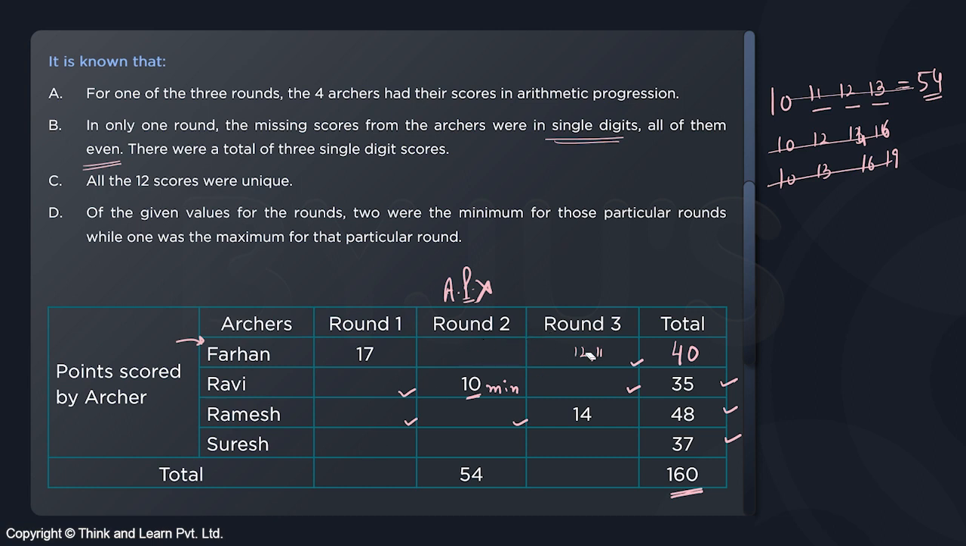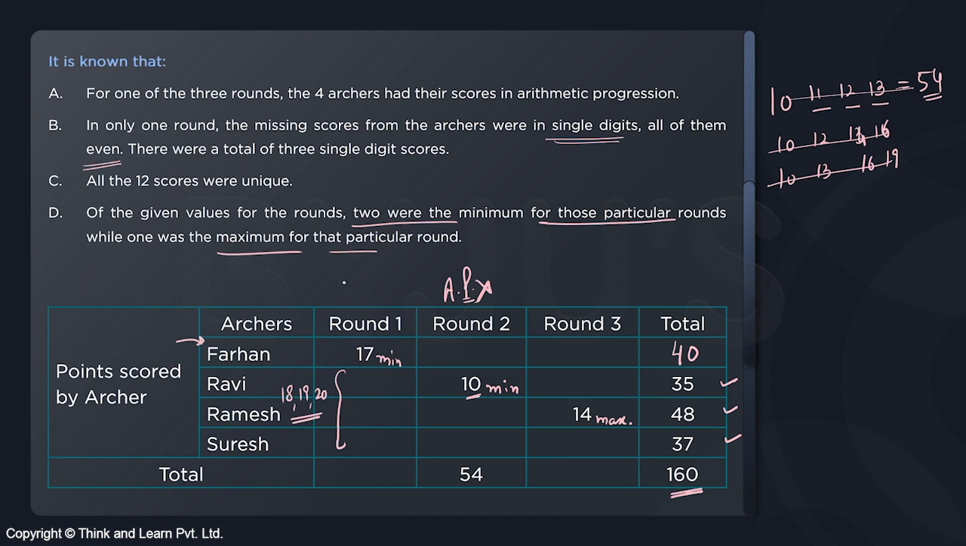And if this score is surely going to be less than 14, we have found something very useful now. What is that? Of the given values, 2 were the minimum for that round, 1 was maximum. So this must be the maximum of this round then. Of course, 14 cannot be minimum because one of the values is surely going to be less than 14. So 14 is the maximum, which means 17 is minimum score, right? And if 17 is minimum score, these scores are 18, 19 and 20 only, because all scores are out of 20. When all scores are out of 20, how can you score more than 20? And all scores are different. So apart from 17, what are the other three scores you can have?